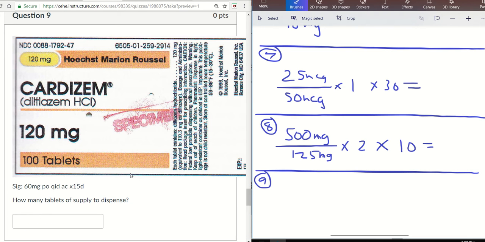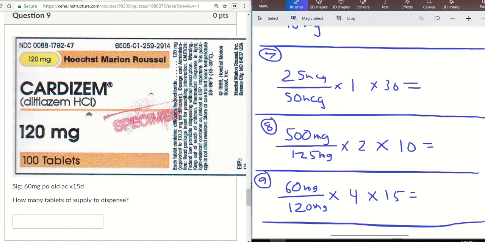Number 9, tablets. Okay. So order on the SIG is 60 milligrams. Supply is 120 milligrams per tablet. QID, 4 times a day for 15 days. So they're going to take half a tablet 4 times for 15 days.